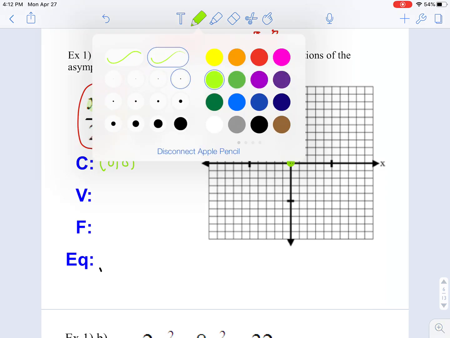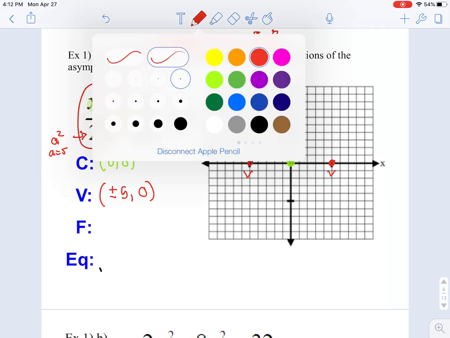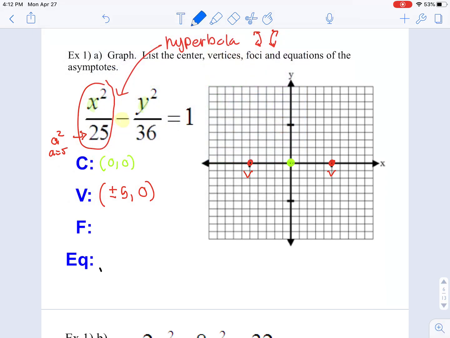Now, for actually plotting vertices and all the rest of this, we're going to do it the same way that we did with ellipses. This value represents a squared, which means my a value is 5. Since it's under the x, I'm going to be going left and right 5 places, and that's going to tell me where my vertices go. So at this point, I know my vertices are at positive and negative 5, 0. Just like with ellipses, if it's under the x, you're going left and right. If it's under the y, you're going up and down.